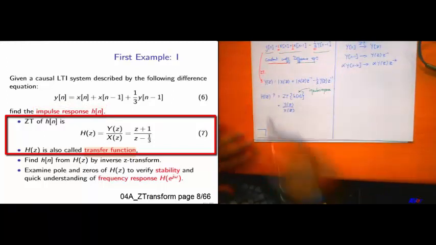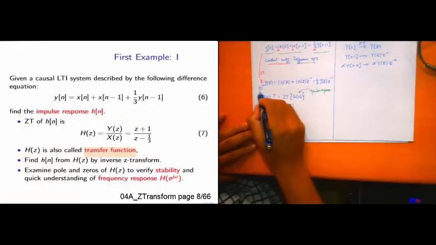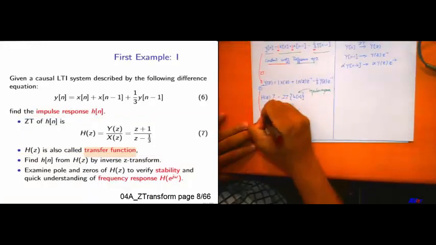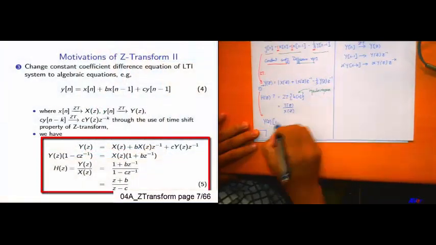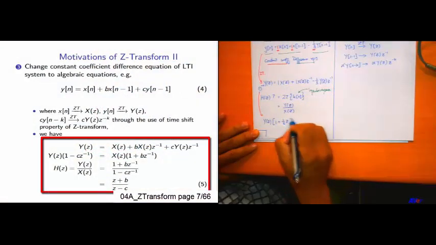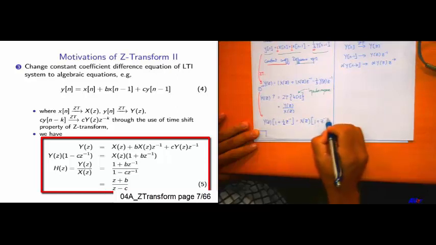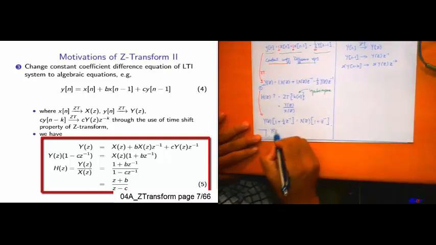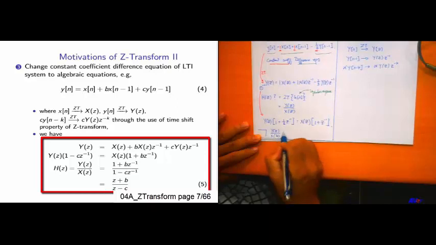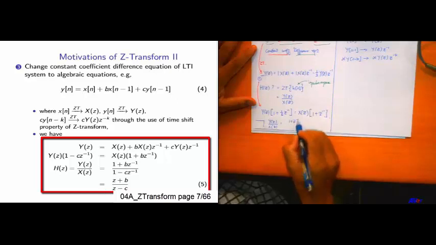Yeah, so if we know that this is true, we have this equation. From equation 1, we're going to change it into equation 2. Now we are going to move all the Y of z to one side: Y of z times 1 plus 1/3 z to the minus 1 equals X of z times 1 plus z to the minus 1. So far, okay? And then, of course, H of z equals 1 plus z to the minus 1 over 1 plus 1/3 z to the minus 1.